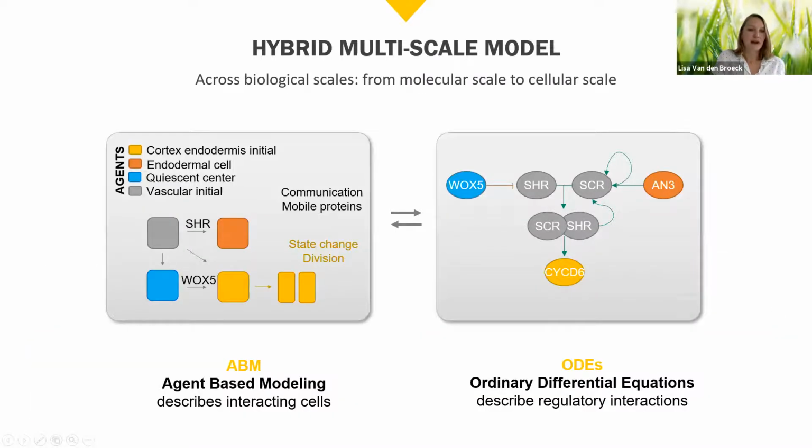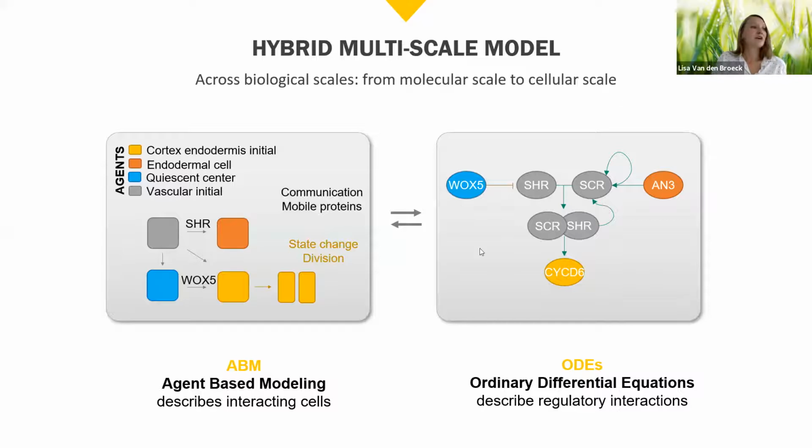So the model that we developed was a hybrid model that combines agent-based modeling with ordinary differential equations. And we included 4 cell types or agents into the model: a QC, a CEI, of course, vasculature initial, and the endodermal cells. And we constructed ODEs for all these genes for each cell type to describe the dynamics of the upstream regulatory interactions at a molecular scale. So the cells and the agents interact with each other through movement of SHORT-ROOT and WOX5. And they change their state, so that they divide upon changes in the concentration of specific proteins.